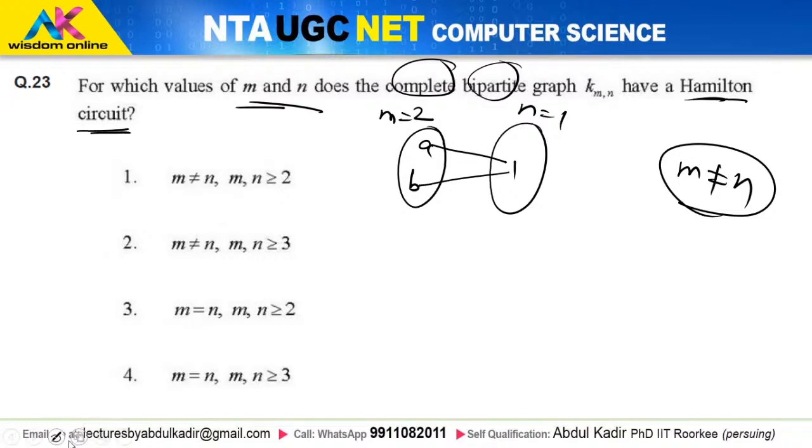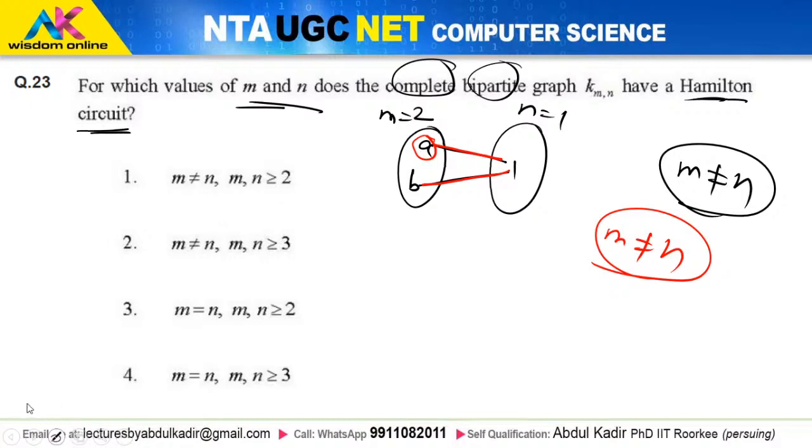Why? Because if you start at any vertex, for example vertex A, then you can go here, then you can go here, but now you cannot come back to A. So you can see that when m is not equal to n, then a Hamiltonian circuit cannot exist.